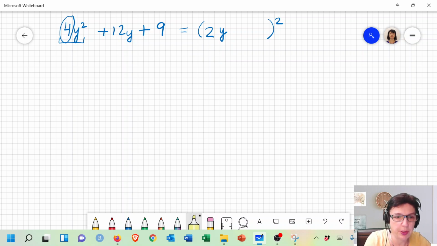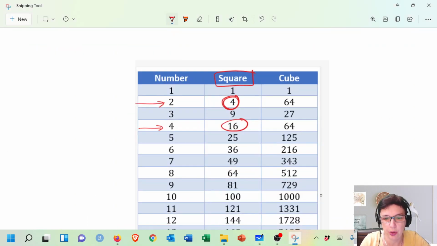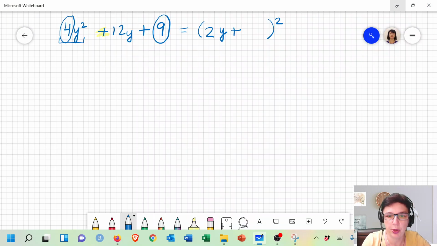Now, because of this plus sign, you're also going to have a plus sign over here. And then the last thing you need to ask yourself is, what is 9 a square of? Okay, so let's find 9. And 9 is right here, and 9 is a square of 3. So that's just going to be 3 over here. And pretty much I'm done.